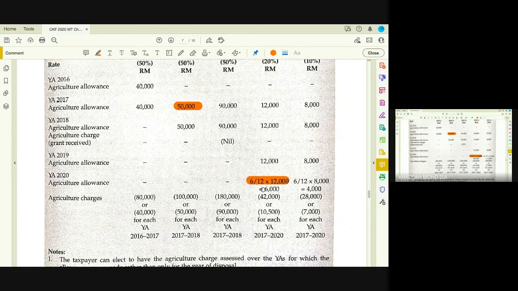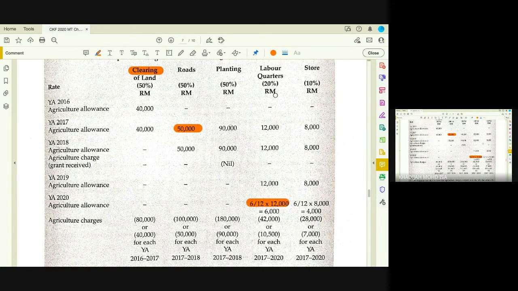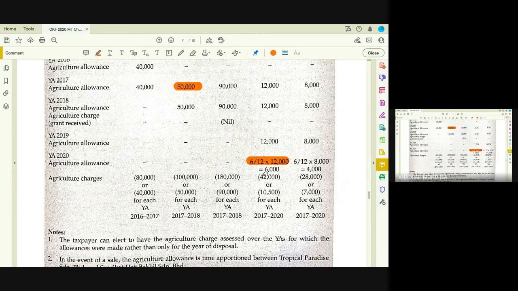Similarly, for your store, right? Why can you still claim? Because 20% takes you 5 years to claim. If 10%, it takes you 10 years to claim, right? But if 50%, then it's only 2 years. So for labor quarters, you have 6,000 in 2020, and for the store, you have 4,000 in 2020.